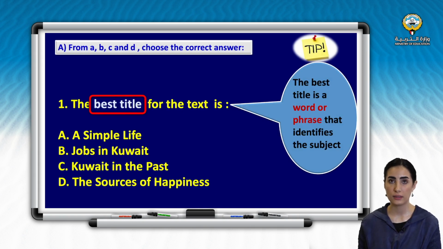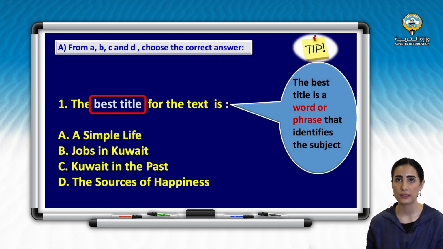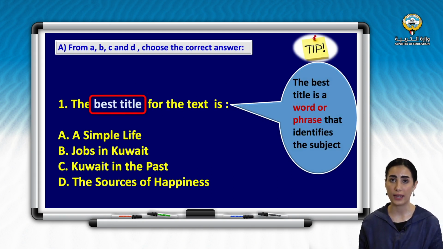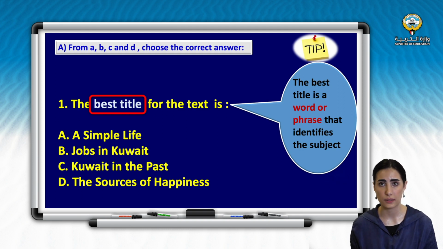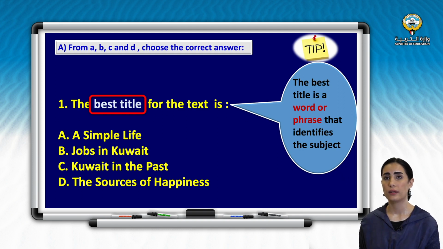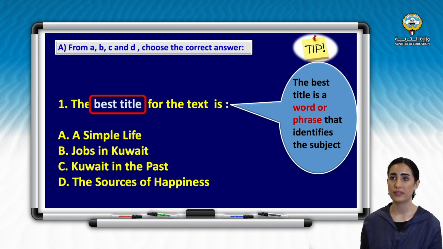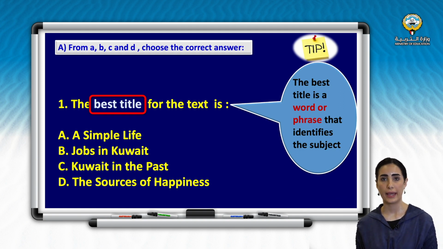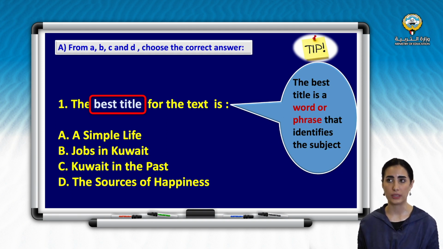Now, we just ended the text by reading the text. We are now going to answer the questions that we first reviewed. From A, B, C, and D, choose the correct answer. Number 1, the best title for the text is A, A Simple Life, B, Jobs in Kuwait, C, Kuwait in the Past, D, The Sources of Happiness.